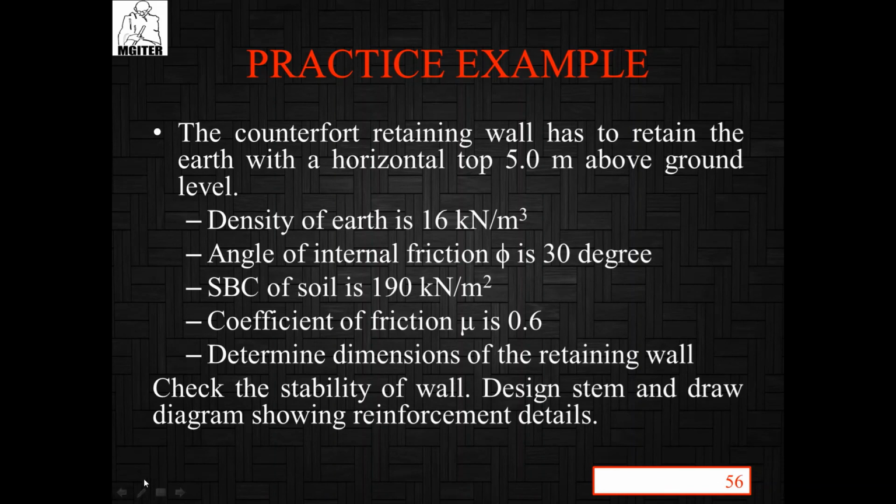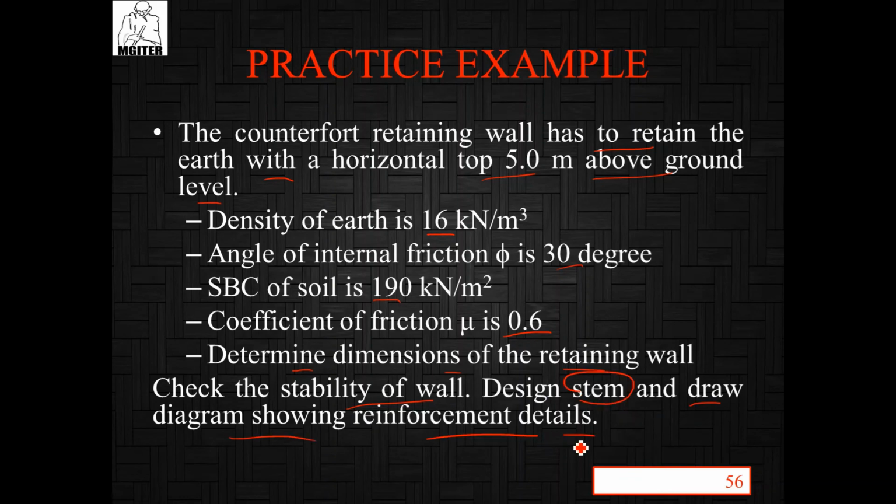The counterfort retaining wall has to retain earth with a horizontal top 5 meter above ground level. Means in this example, the first thing is the retaining wall height is 5 meter, given. Density of wall is 60. Angle of internal friction is 30 degree. SBC of soil is 190. Coefficient of friction is 0.6. Now we are going to determine the dimensions of the retaining wall, check the stability of the wall, and design the stem and draw a diagram showing reinforcement details.